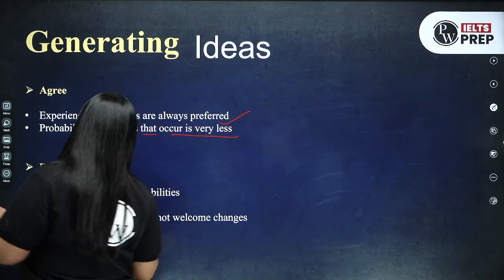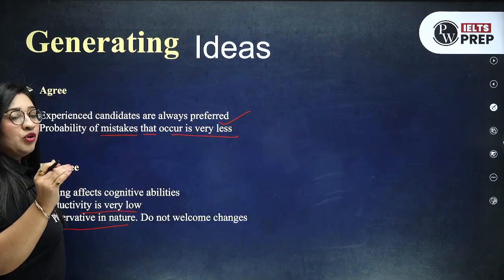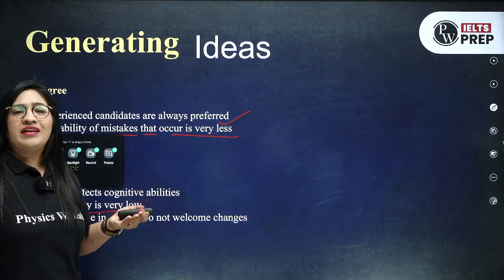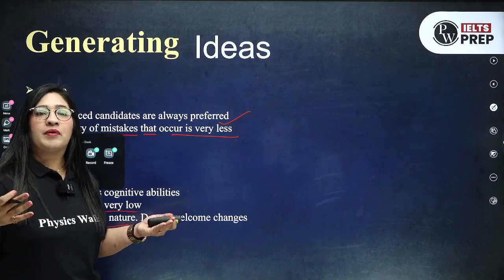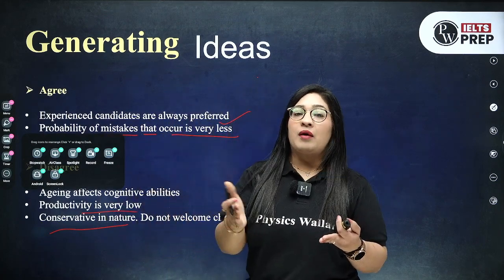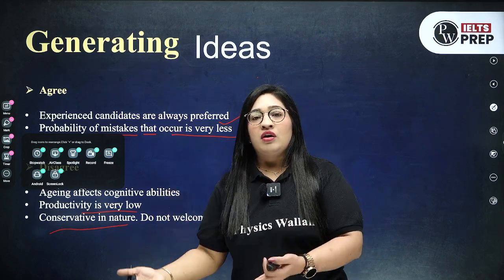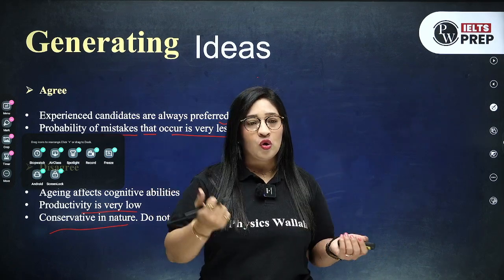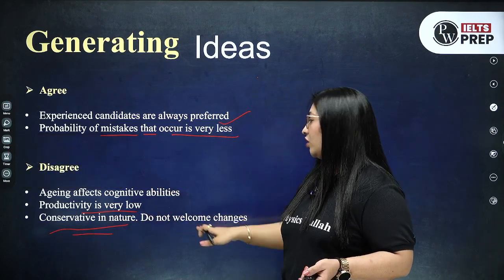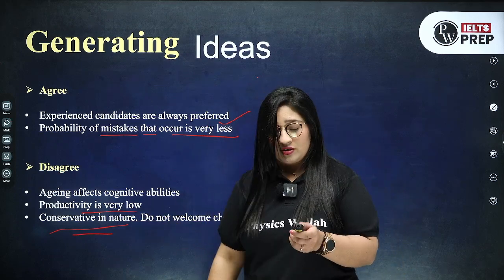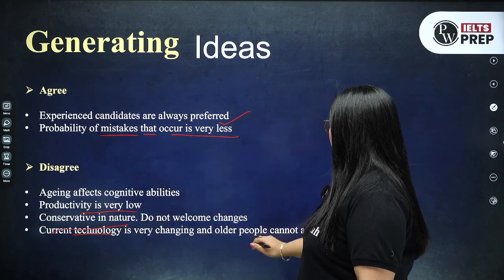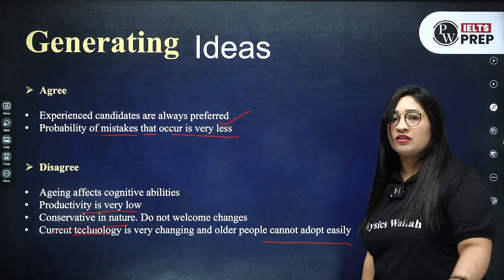Then conservative in nature is what you feel, I mean, the older people are not very easy to welcome a change. So let's suppose nowadays, a lot of technologies come every day. Today we know we have to work on this software, tomorrow on that software, so we are always happy and ready to accept the change, because somehow it is helping us to grow also. But older people do not. They are somewhere conservative in their nature. They do not welcome change. They do not like these many changes, right? So this is one of the drawbacks. Then current technology is very changing and older people cannot adopt easily, right? This is what I have explained.